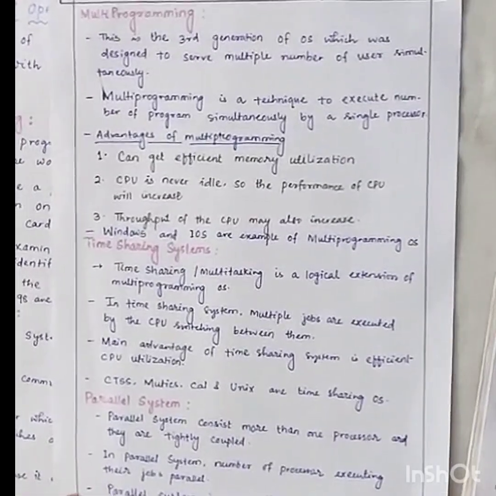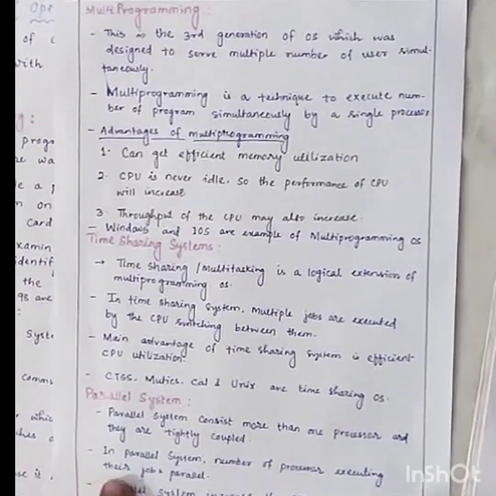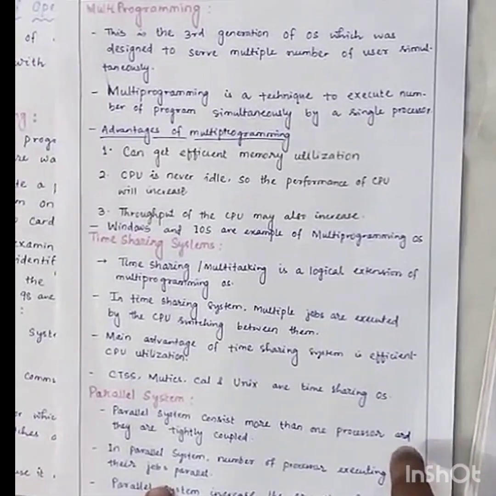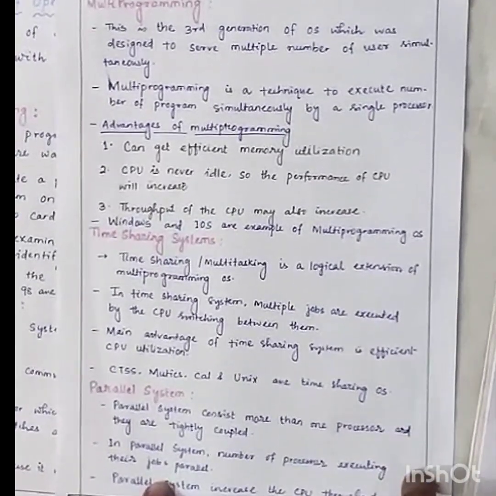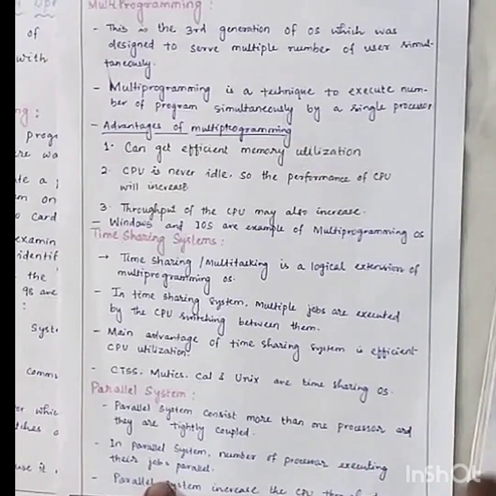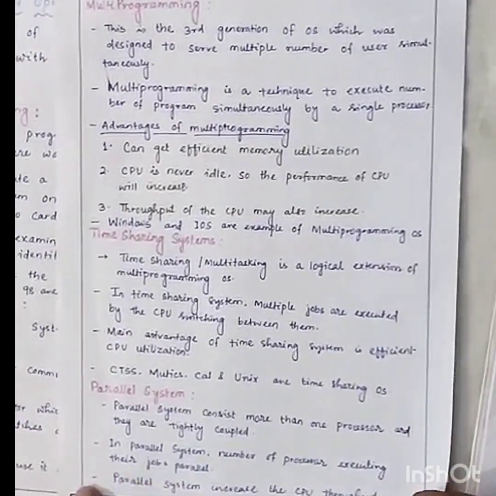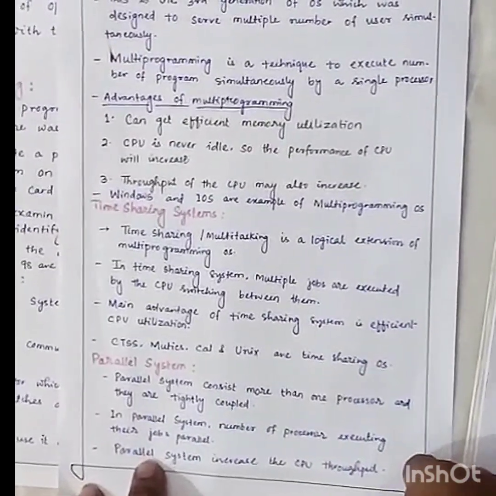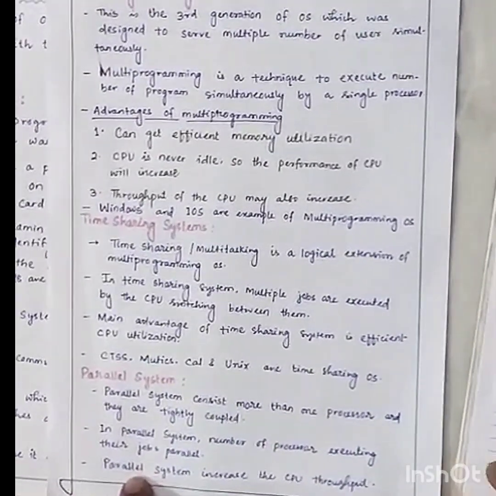In a parallel system, a number of processors execute their jobs parallelly. Inside the system, a number of processors are connected parallelly and they share the hardware devices and execute the programs parallelly. A parallel system increases the CPU throughput.